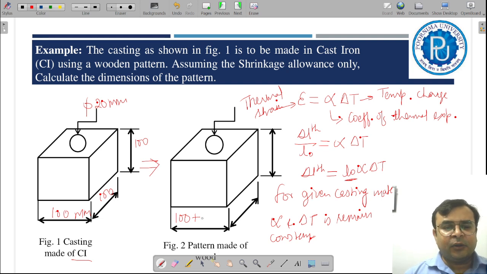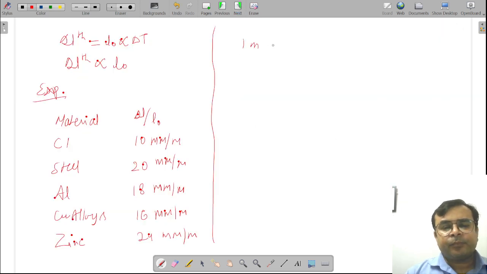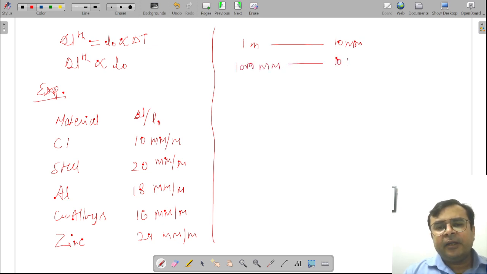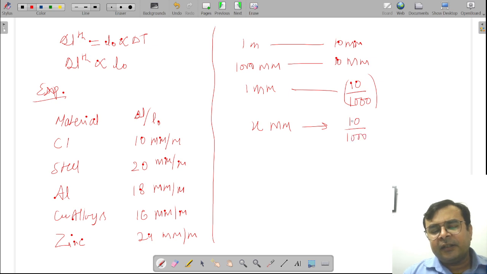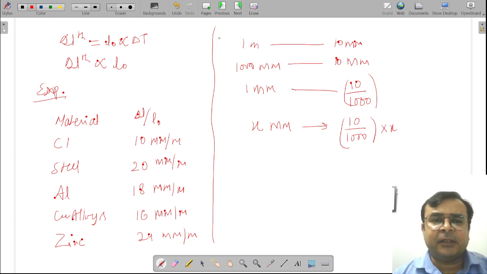So this is 100, the actual size, plus how much contraction takes place. You can see here in 1 meter, 10 millimeter contraction takes place. Is it right? Means in 1000 millimeter around 10 millimeter contraction takes place. So in 1 millimeter length how much contraction takes place? Obviously this is 10 by 1000. It means if you want to calculate contraction for x millimeter length, then you just multiply this factor 10 by 1000 into x, and you will get how much actual contraction takes place in x length.